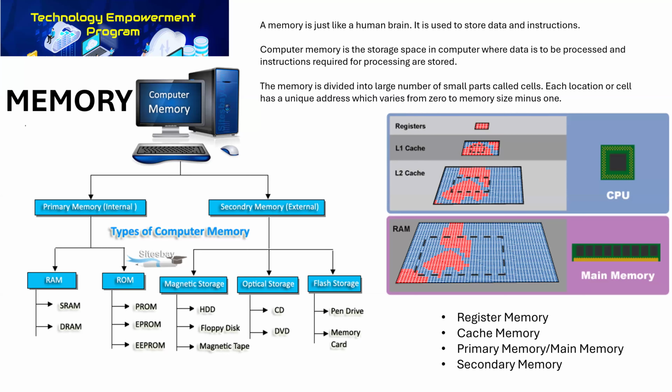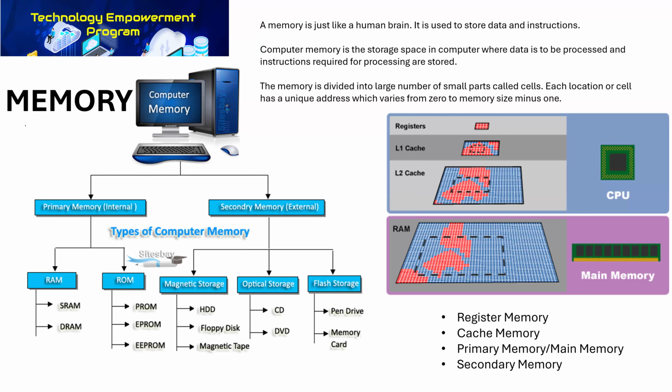A memory is just like a human brain. It is used to store data and instruction. Simple. Whatever is intended in the definition of our memory is what the computer world equally adopts as the definition. So computer memory is the storage space in the system where data to be processed and instruction required for processing are stored. So it's not only storing data, it equally stores instruction.